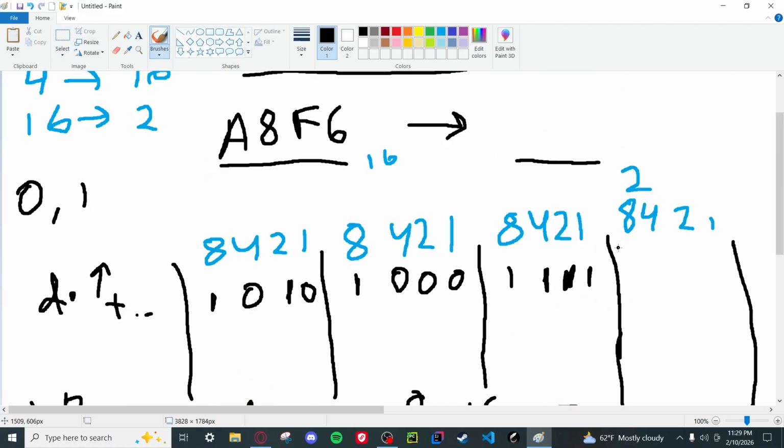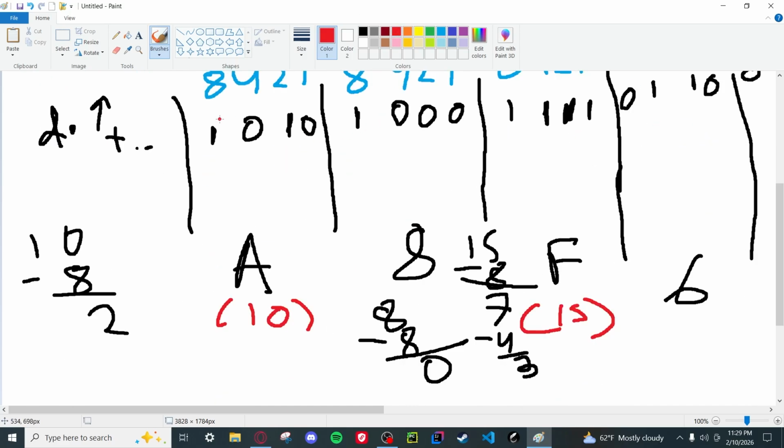Now let's move on to the 6. Can we fit an 8? No, we can't. Can we fit a 4? Yes, we can. 6 minus 4 is 2. Oh, we got it. We can fit in this 2. It fits. Can we fit in a 1? No. 1 is bigger than 0. So that is 0.